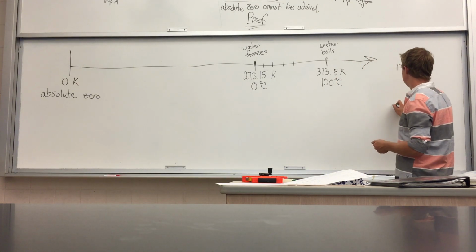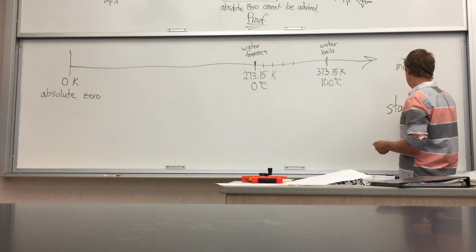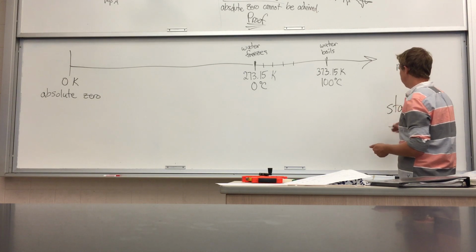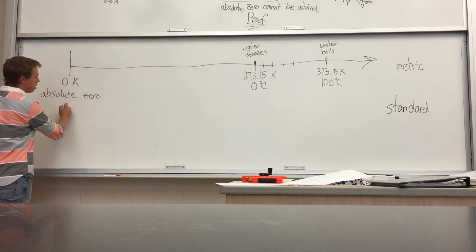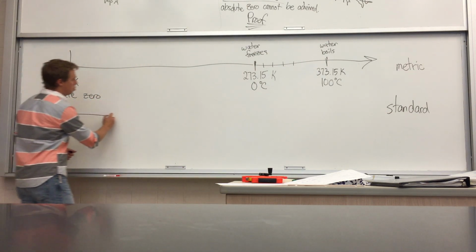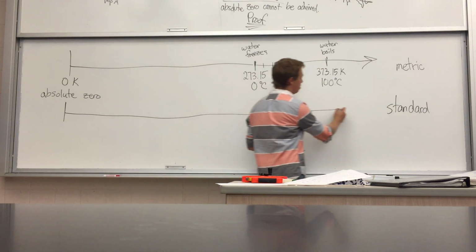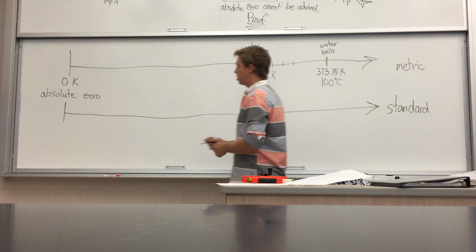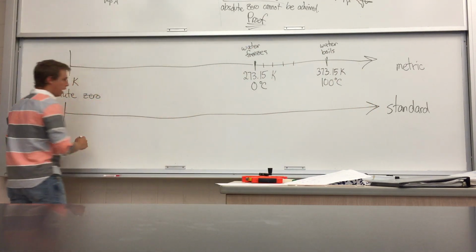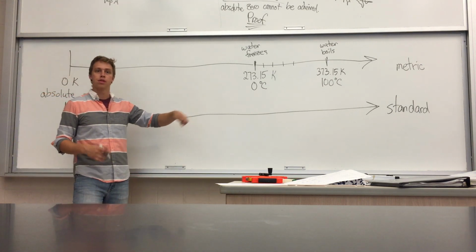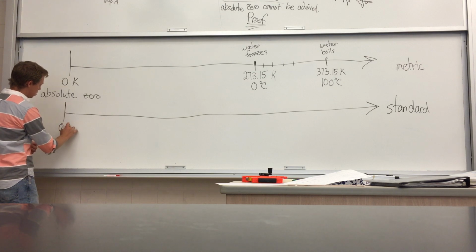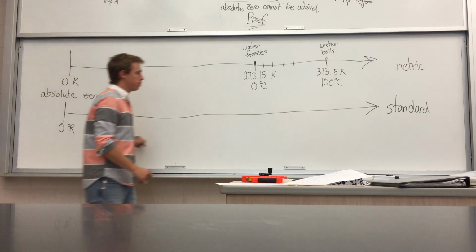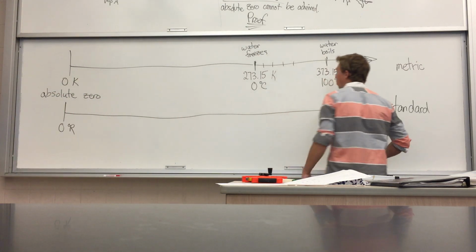So now I'm going to do standard or imperial, okay? Imperial units. And I'm going to start at absolute 0 because it's a logical place to start. Okay, any temperature system that we want has to start at absolute 0. And for the standard system, the 0 point's called Rankine, okay? 0 degrees Rankine.